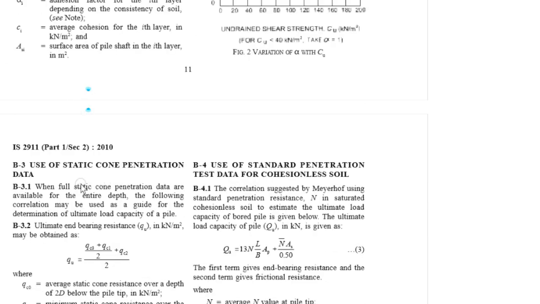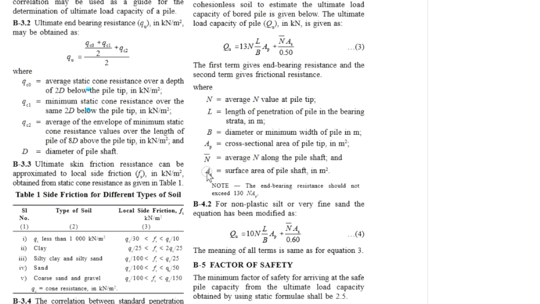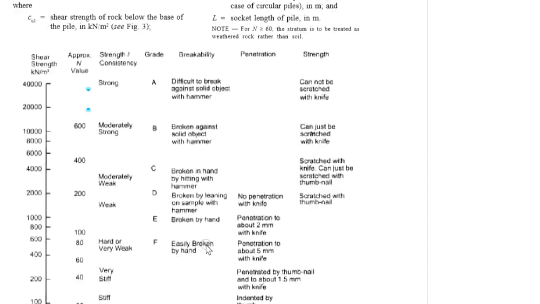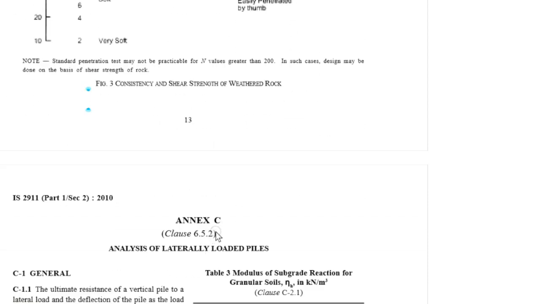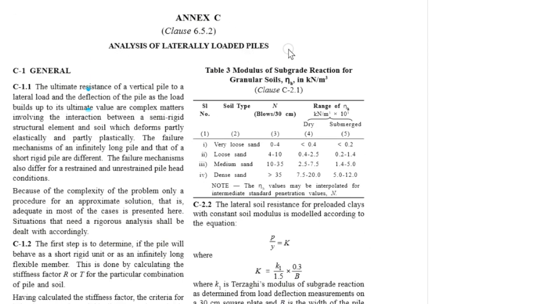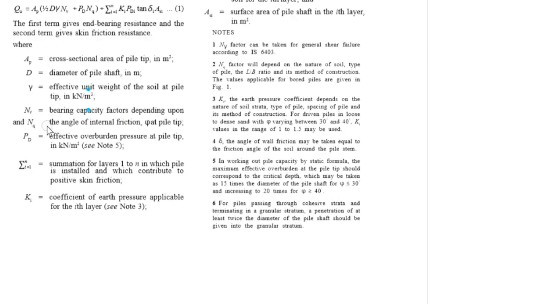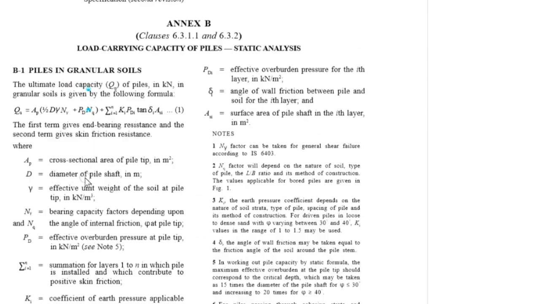If you want to use the SPT cone test data, then you can use B3 and B4. But for the time being, we are skipping this part as this is not generally encountered. So we will basically stick to B1 and B2. Then we will move to Annexure C. Annexure C is for the laterally loaded piles. This we will cover in the next discussion. For the time being, we will restrict our discussion only to B1 and B2 of Annexure B of IS 2911 Part 1 Section 2. So let's continue.